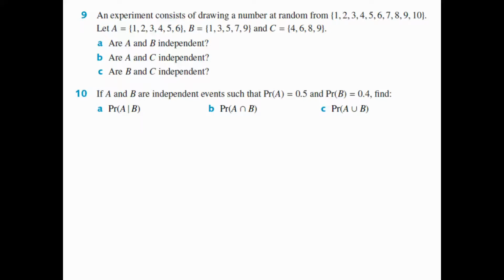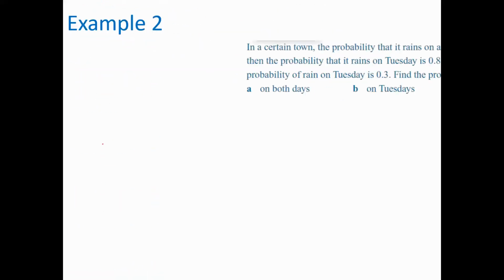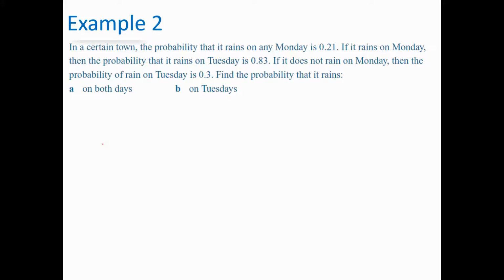Let's try this one. I want you guys to have a go at this one. Use a tree diagram if it helps you. I like to use tree diagrams to help me. In this case, you've got a town, and the probability it rains on any Monday is 20%.